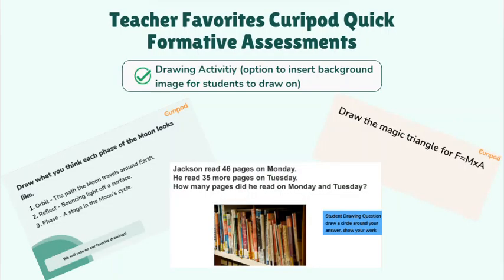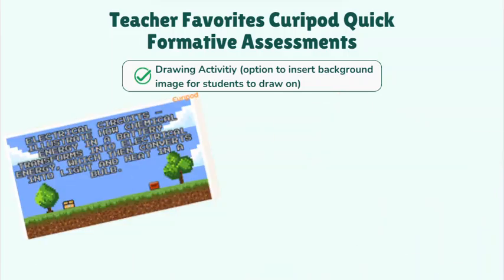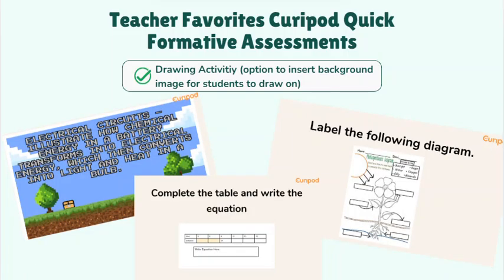A third teacher favorite and a big student favorite is the drawing activity. Here are some examples of students drawing to solve their math problems and to show their understanding of the moon's orbit in science. A few more examples of the drawing activity option are below. One in science, illustrating how chemical energy transforms to electrical energy, and 2 teacher examples where they use the option to insert a background image for students to draw on top of. One is filling in a table and equation for a math problem, and the other labeling a photosynthesis diagram.